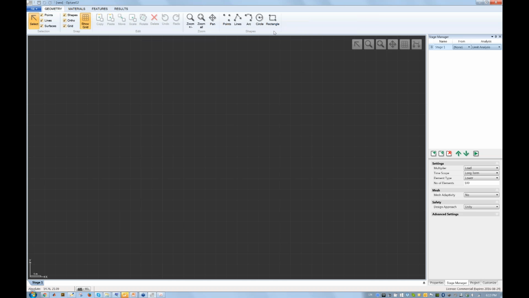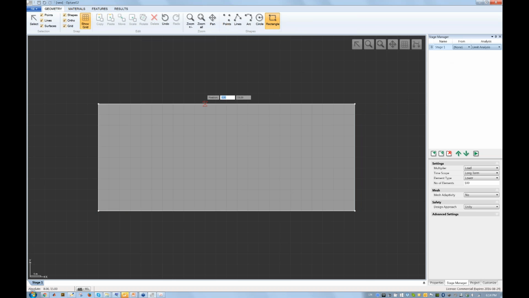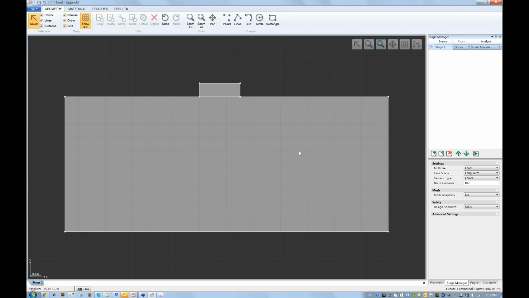But to get back to the foundation, and then over here on the right hand side, of course, we have the so-called stage manager, which I'll get to in a minute, where the different analysis types are defined, where the number of elements is set, and so forth. So, to get back to the foundation, I will then use the rectangle tool to create a rectangle. That's my soil domain, and then put a footing on top. That's another rectangle. I won't worry too much about the dimensions here, just for this simple demonstration.